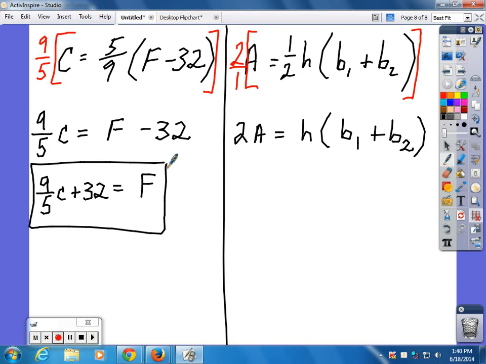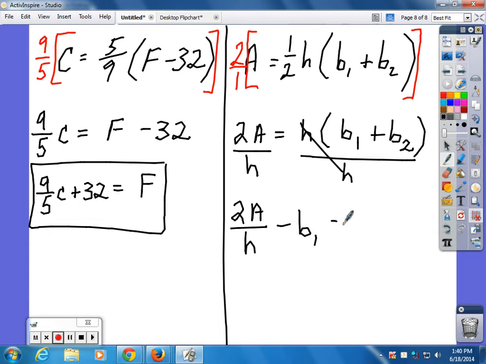What are we solving for over here? B sub 2. Now, you can do it two ways. You can distribute or you can divide through by the h. I'm going to divide through, because if you distribute, that's just more work for you to write down. So 2a over h minus what? B sub 1. B sub 1 is equal to, and that goes over, is equal to B sub 2.